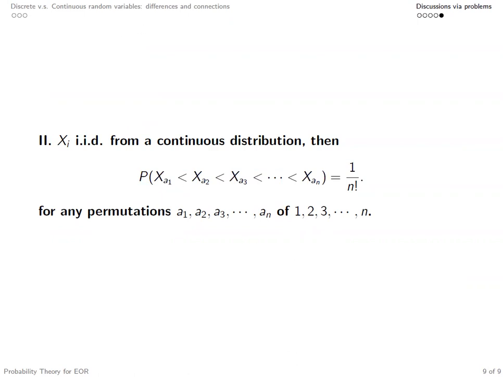Okay, so this video discusses connections and differences concerning discrete and continuous real-valued random variables.